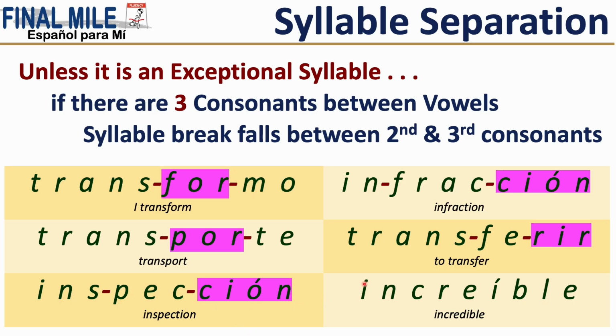Okay, so there's our vowel. We jump over the consonants to the next vowel. There are 3 of them. This rule that we're studying says that the break would go here unless this is an exceptional syllable, which it is. Therefore, we cannot put the break here. We put the break here. So let's put that hyphen there. And so now we know this is an exceptional syllable.